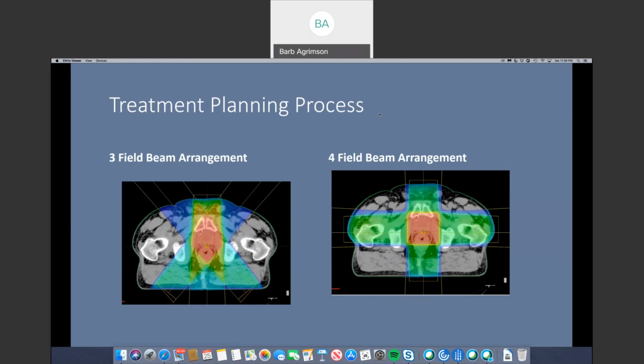So the three-field beam arrangement, that's an anterior and two posterior oblique fields. And then on the right-hand side, there's a four-field technique. So it's an AP/PA and right and left lateral. You can also see that the shape of the red area changes depending upon the beam's orientation to the patient.